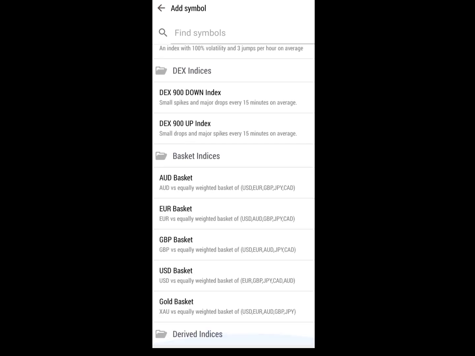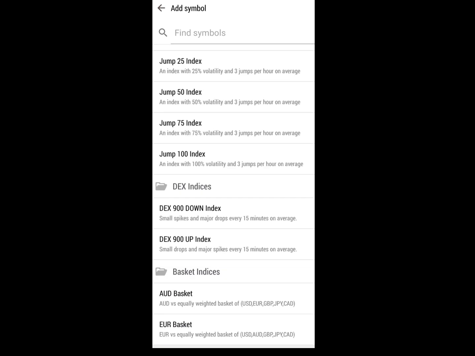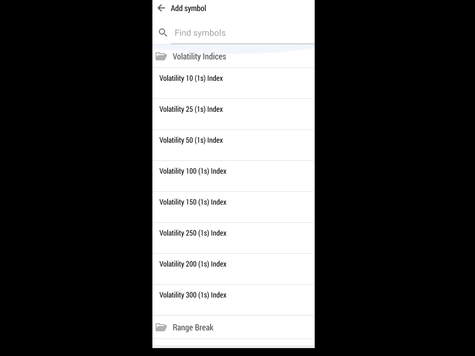I don't really trade these ones per se. You can see the Step indices. All these are synthetic indices. They are not the real market. They are simulations of the real market. If you want to add any one from here, all you have to do is just tap on it. You see that one has already disappeared, and I have gone to my watch list now.